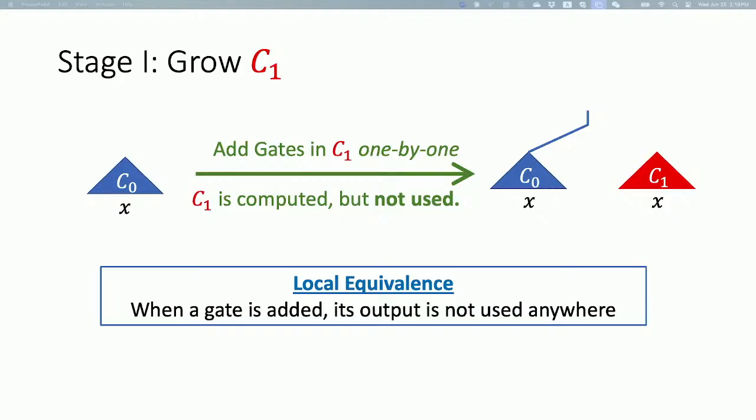And you can argue the local equivalence in every step in this stage by only looking at the gate you add. Since when you add a gate, the output of that gate doesn't affect the entire output, you can argue the local equivalence. Let's denote the output of C0 as O0 and the output of C1 as O1.